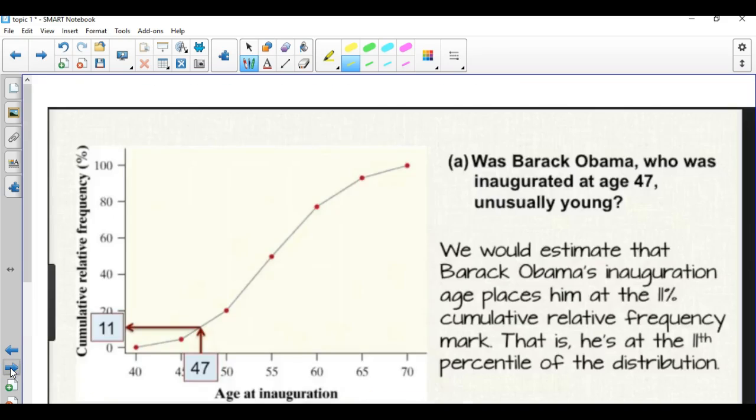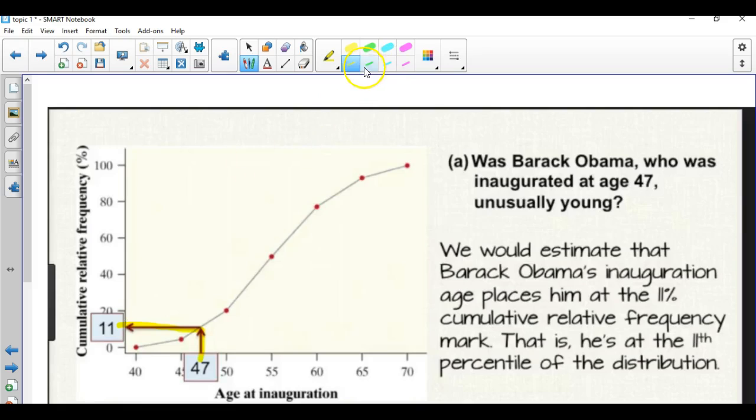Here's actually a cumulative relative frequency graph. So it's plotted out, and the question is, was Barack Obama, who was inaugurated at age 47, unusually young? Well, 47 is your age right there. You go to the percentage, which is 11, so that puts him in the 11th percentile. I don't think anything's super unusual until it's below 5%, like our significance level. Look that over and make sure you understand the question and how to read the graph.